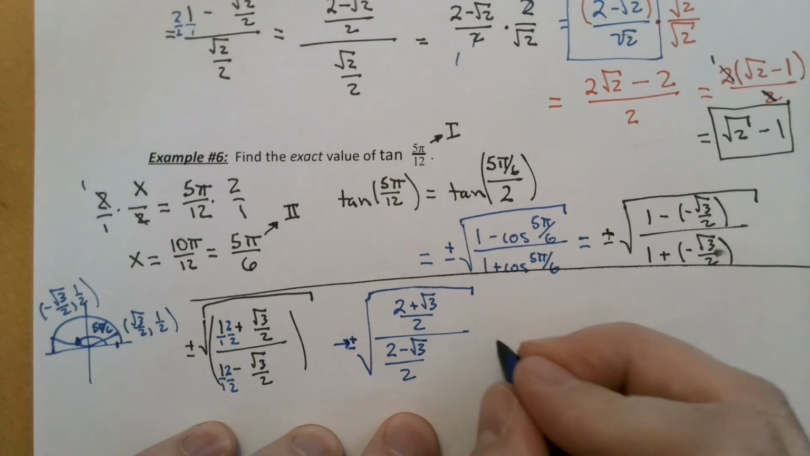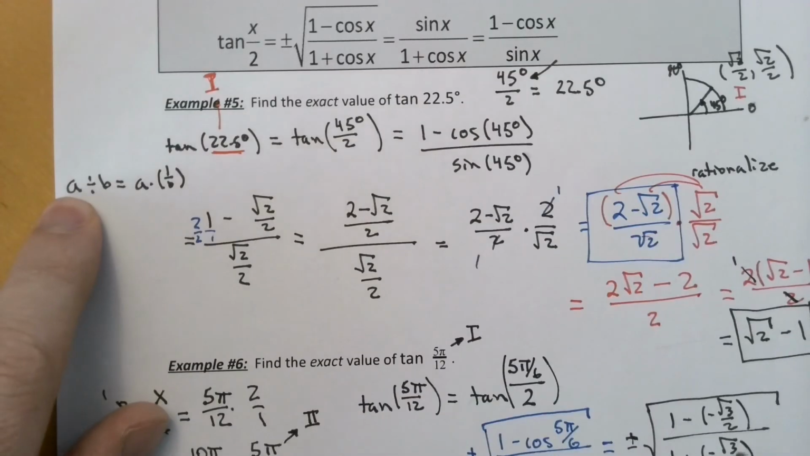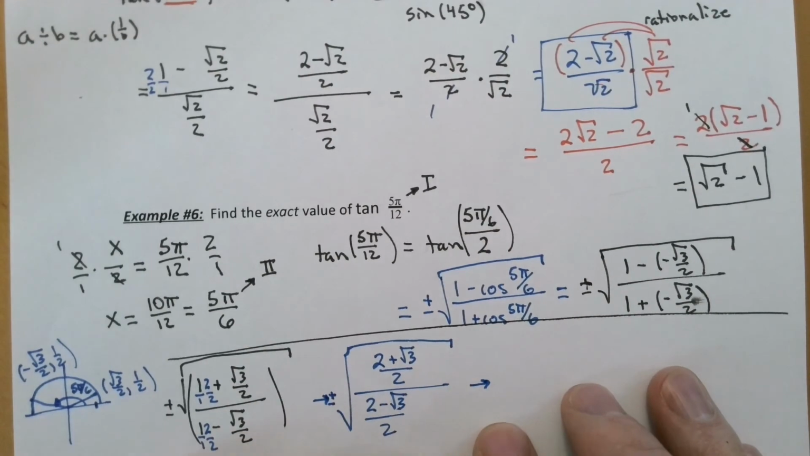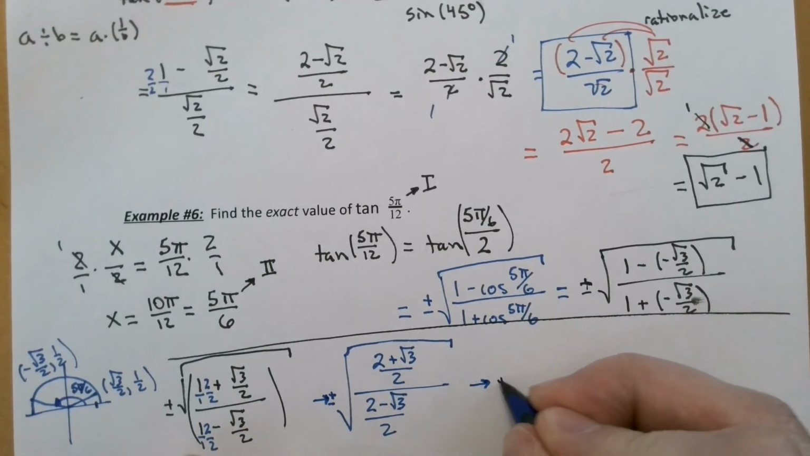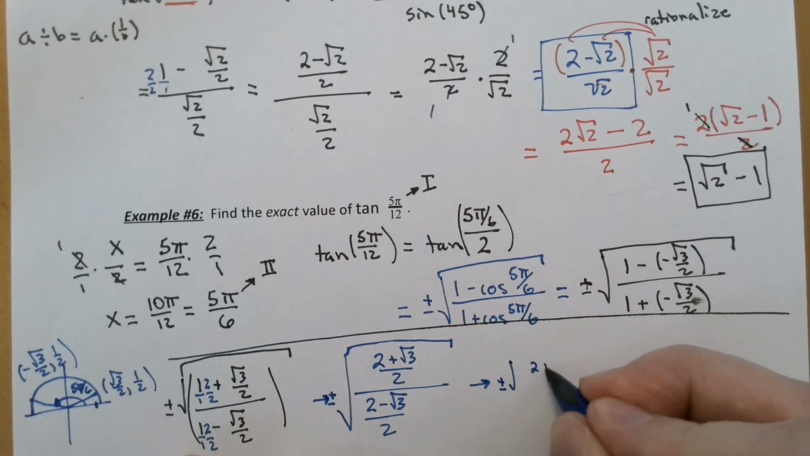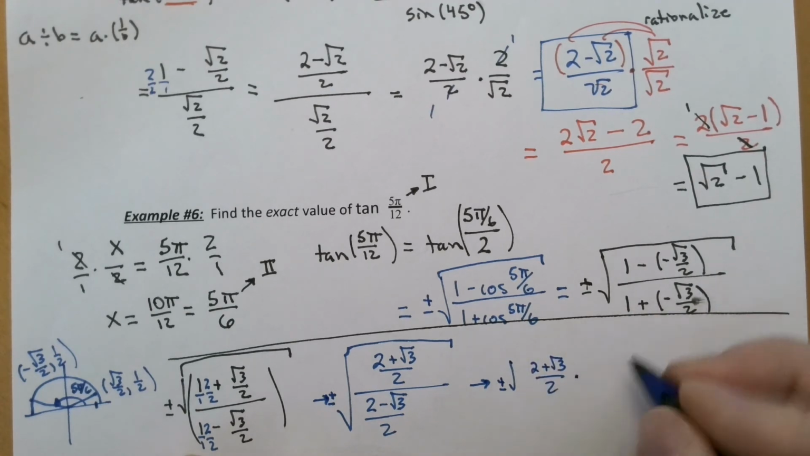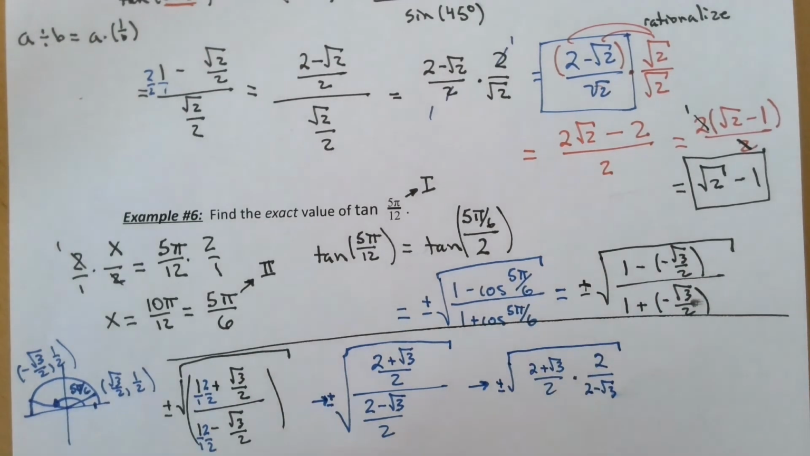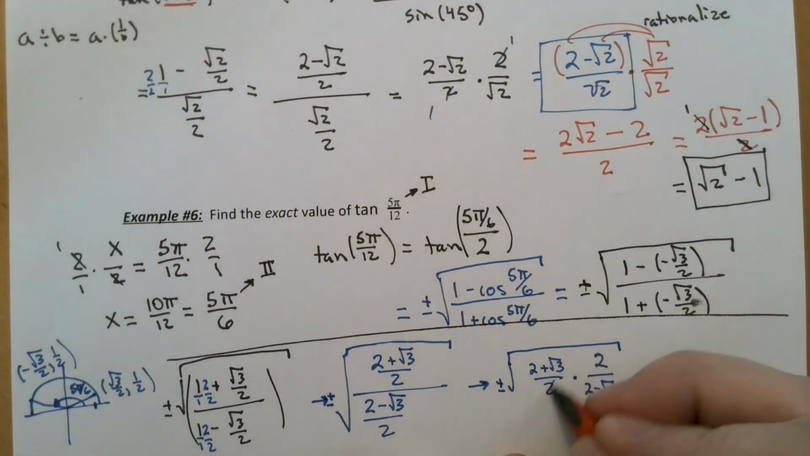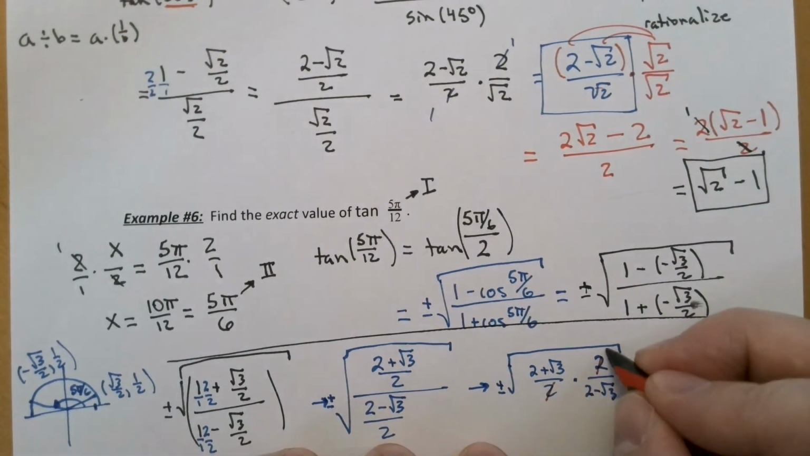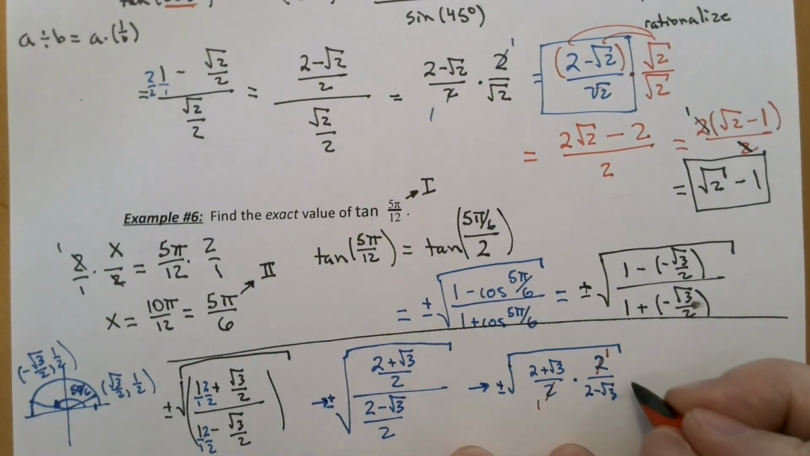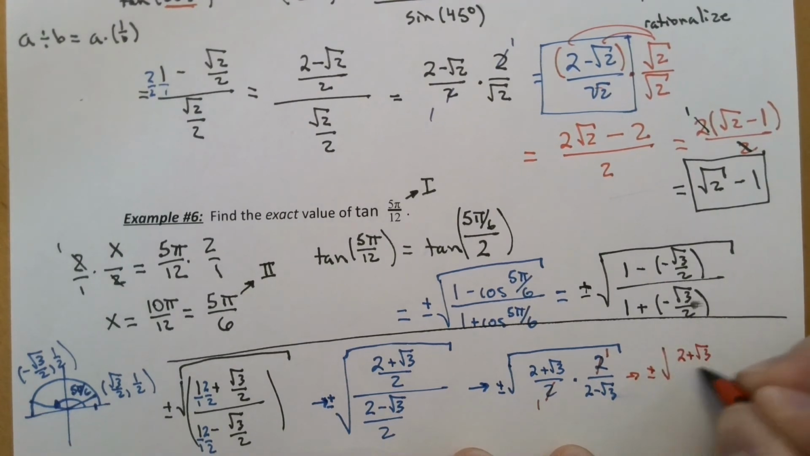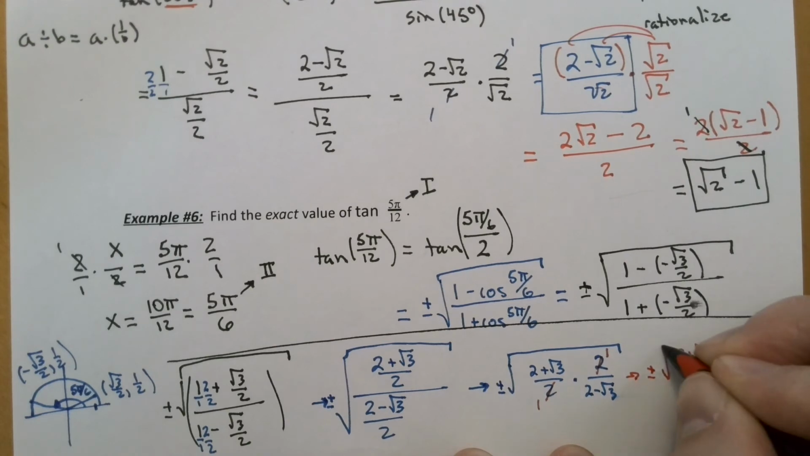Well, next step is what I set up here. When we have a divided by b, a division isn't really a thing. It's just multiplication by the reciprocal. So this becomes plus or minus the square root of 2 plus the square root of 3 over 2 times 2 over 2 minus the square root of 3. Man, I really regret picking this one. So these two simplify. Shazam, they're gone. They become 1. 2 divided by 2 is 1. And we're left with plus or minus the square root of 2 plus the square root of 3 over 2 minus the square root of 3. Yowza.